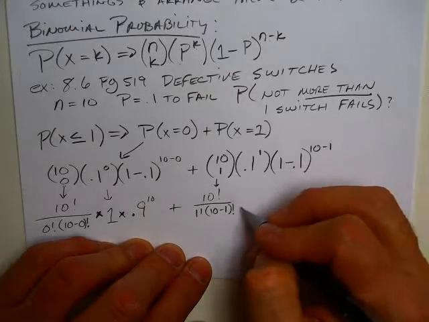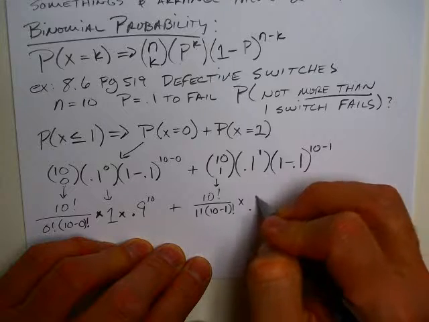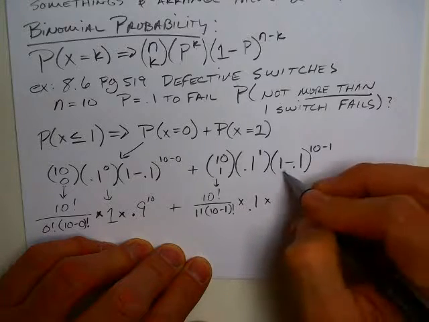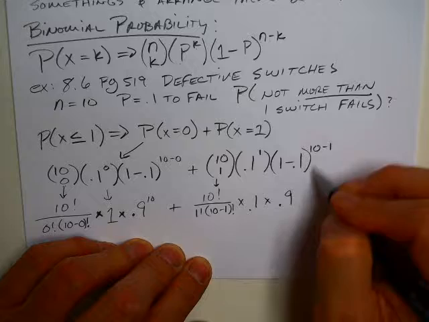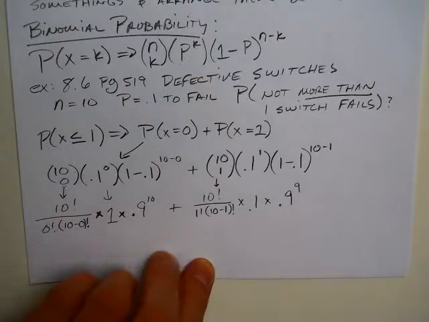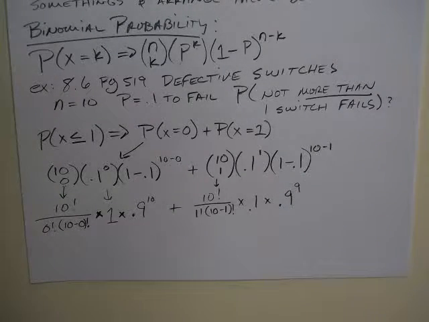0.1 to the first power. And this is going to be 0.9 to the 9th power. Well, 0 factorial is 1. Good. So 10 minus 0 is 10. So this is 10 factorial divided by 10 factorial. This whole thing here is just 1 times 1 times 0.9 to the 10th power.